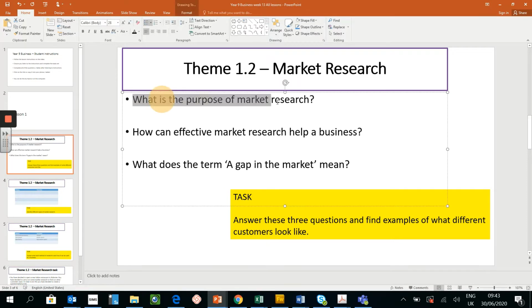So what is the purpose of market research? How can effective market research help a business, i.e. if it's done properly? What does the term "a gap in the market" mean? I'm going to pause the video now and give you a bit of time to do that, about 5 minutes.